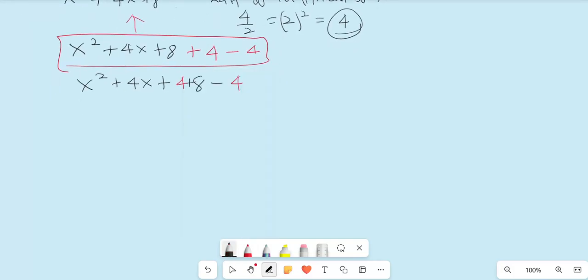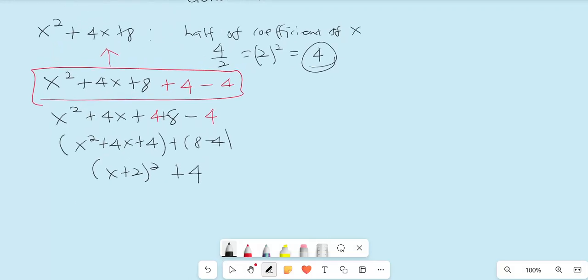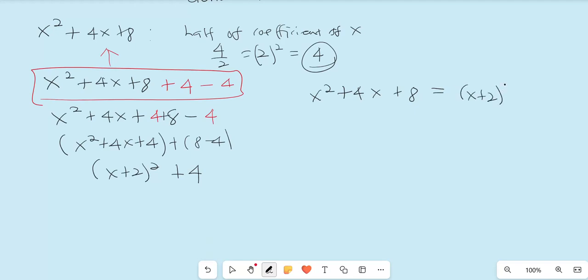Now when you look at this, x squared plus 4x plus 4, this can be factorized nicely. So this one can be written as x plus 2 all squared. So x plus 2 all squared is the same as x squared plus 4x plus 4 plus 8 minus 4. That should be 4. So our denominator can be split this way. So instead of using a denominator x squared plus 4x plus 8, we can use x plus 2 all squared plus 4.